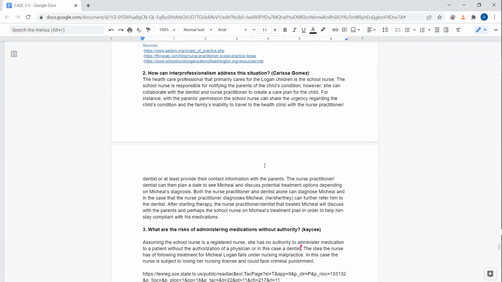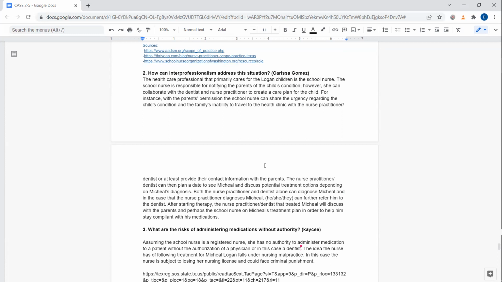For instance, with the parent's permission, the school nurse can share the urgency regarding the child's condition and the family's inability to travel to the health clinic with the nurse practitioner or dentist, or at least provide their contact information with the parents. The nurse practitioner or dentist can then plan a date to see Michael and discuss potential treatment options depending on Michael's diagnosis.